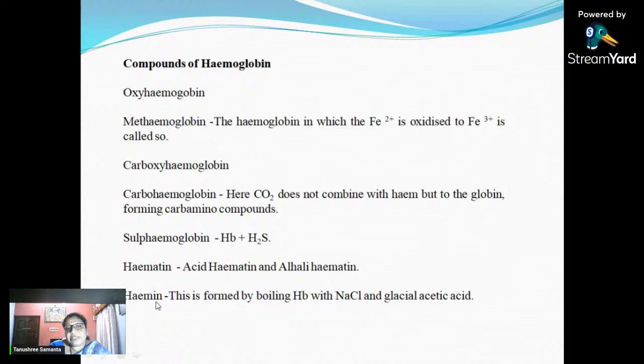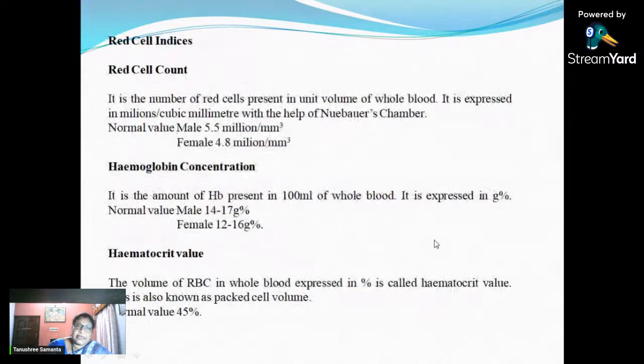These hemin crystals play a very important role when we want to determine the species from the blood which is obtained at a particular place. Then we go for these hemin crystals. Human blood gives rhombus-shaped hemin crystals. This can be formed by boiling hemoglobin with NaCl and glacial acetic acid.